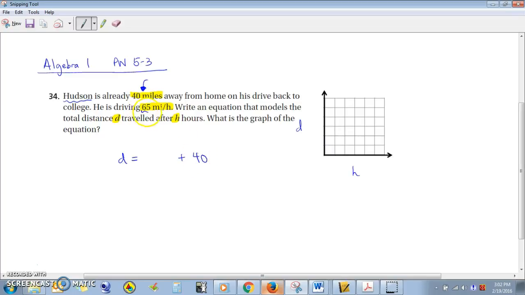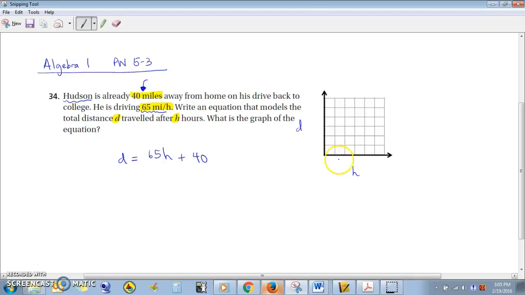Well, your slope is how much you're moving, right? It's how far away you get, meaning how high you are in the graph, for a certain amount of time that goes by, which is rise over run. So our rise over run is 65 miles for every hour. So our slope is 65. We're going to go 65 miles times the number of hours that we're driving plus the 40 miles away that we already started with.